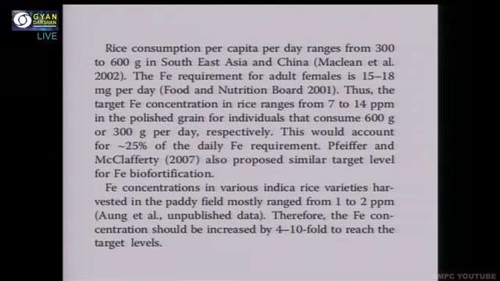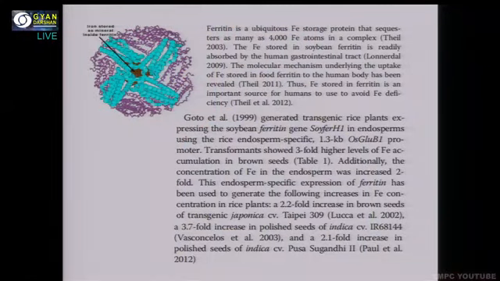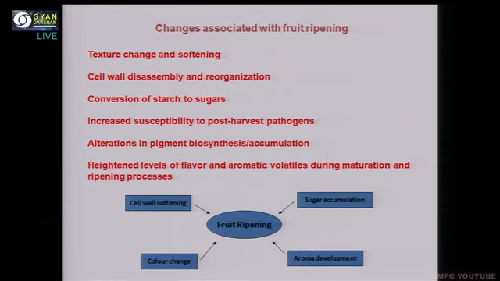Of course, rice does not have as much iron as is needed by the human system, and that is why people have gone for the overproduction of certain proteins known as ferritin. As you can see in the figure, this is the ferritin protein, which has iron clusters as mineral inside it. It is a ubiquitous iron storage protein, and people have overexpressed this protein and got iron rich rice.